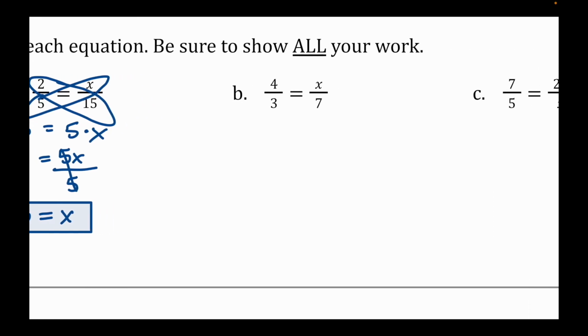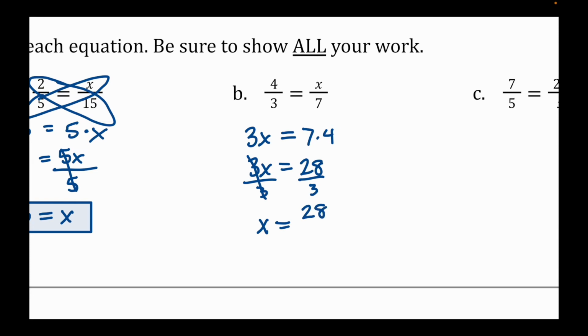For b, we're going to do the same thing. I'm going to say 3 times x and put that one on the left. So 3x equals 7 times 4, which is 28. I'm going to take both sides and divide by 3. So x, in this case, 28 divided by 3 does not simplify, so I'm just going to leave it as 28 over 3. Fractions are okay to leave as improper numbers. Just because we call them improper does not mean that they're unacceptable as solutions.